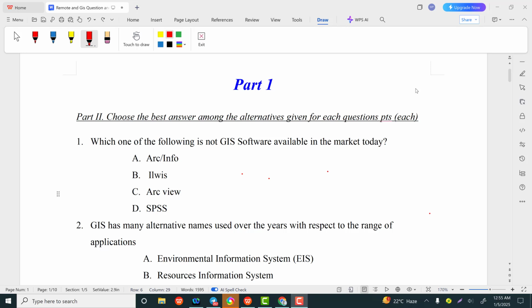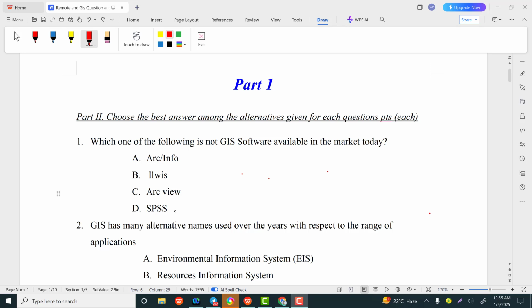Let's get started. The first question is, which one of the following is not GIS software available in today's market? Bear in mind, the question is "not GIS software available in today's market." A. ArcInfo, B. Lewis, C. ArcView, D. SPSS. Let me give you a detailed explanation.